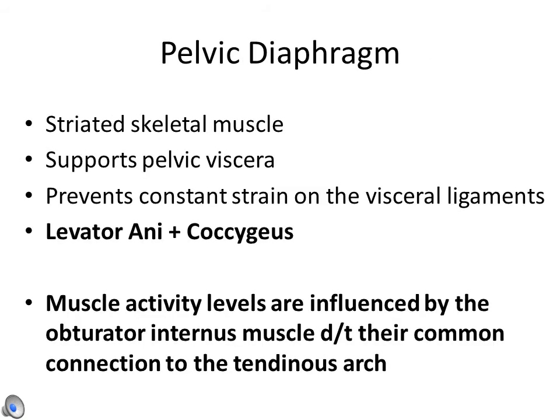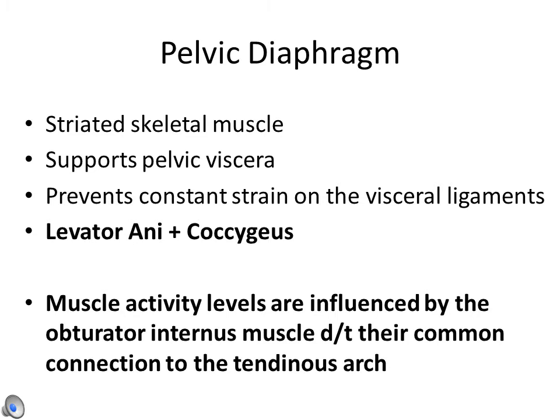The pelvic diaphragm is the deepest layer of muscle and consists of the levator ani and coccygeus muscles. They are striated skeletal muscle, and their main function is to support the pelvic viscera. The pelvic diaphragm muscles also prevent a constant strain on the visceral ligaments.